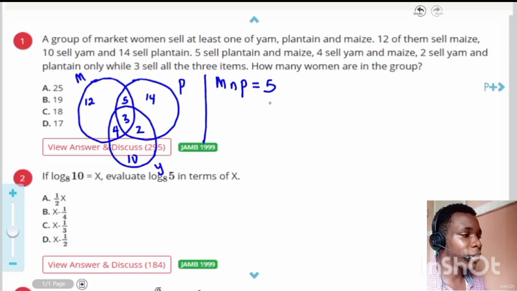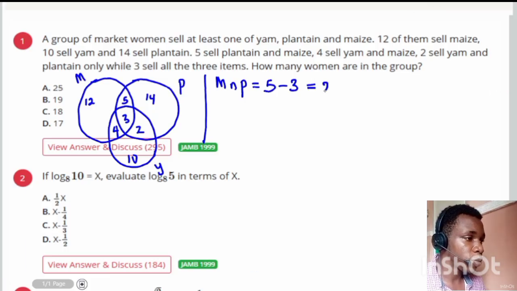When the person writes the list, she enlists 5 persons. And then there is a different person who was asked to make a list of people who sold all 3 of the goods, and she listed 3. You should know that in this 5, the 3 women that sold all 3 items are enlisted. So 5 minus 3 gives you 2. So the women that were selling maize and plantain alone only is just 2.